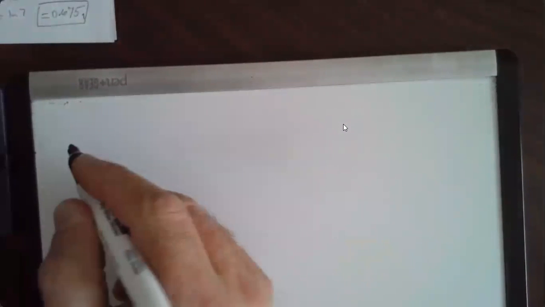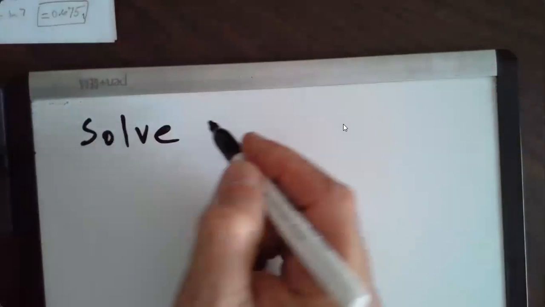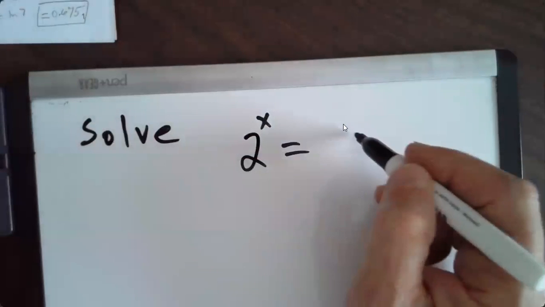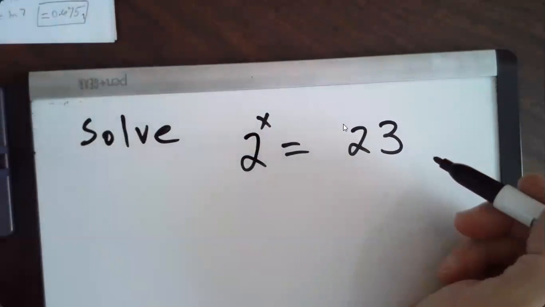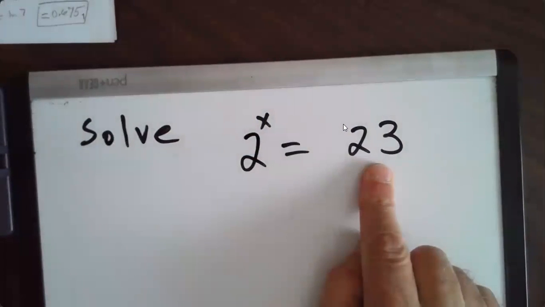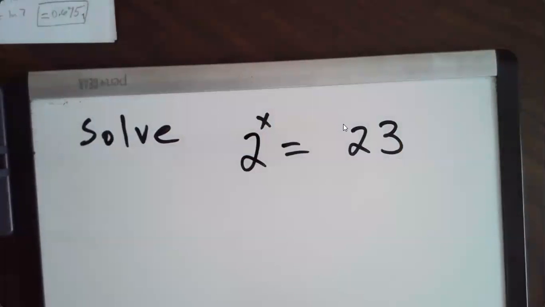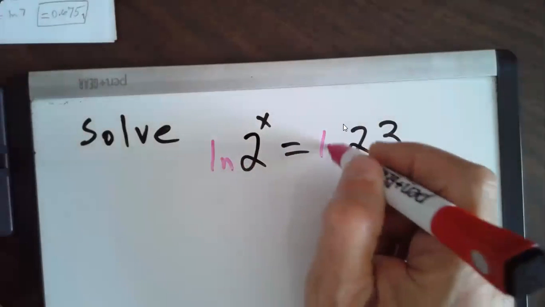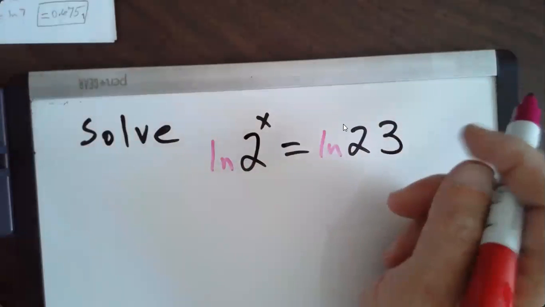All right. So let's try another one. Let's say we want to solve for 2 to the x power equals 23. Again, we cannot make 23 into 2 to some power, so we can't use the property of exponents and then set the exponents equal to each other. So we have to use the property of logarithms by applying natural log. Now you can also use log.